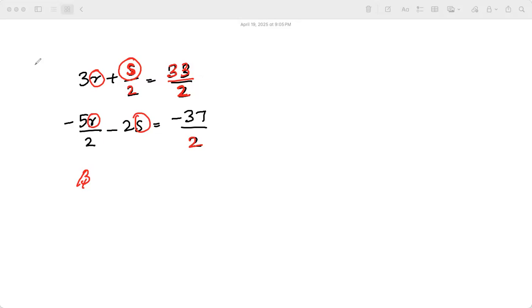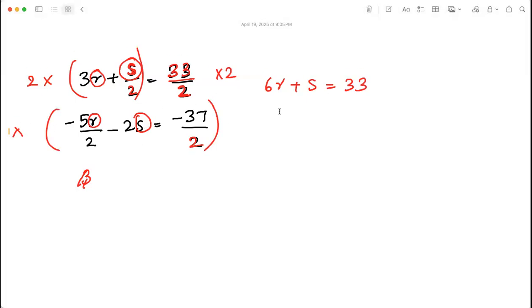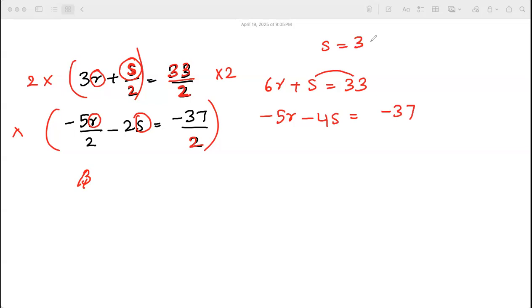Shall I show you? Multiply the first equation by 2. It becomes, multiply the entire thing by 2, 6R plus S is equal to 33. The second equation as well, multiply everything by 2. So you will get minus 5R, then minus 4S equal to minus 37. You have two good equations. You can express S in terms of R.